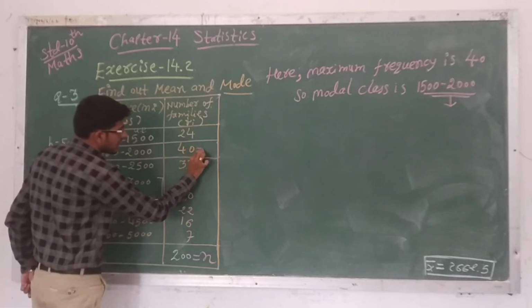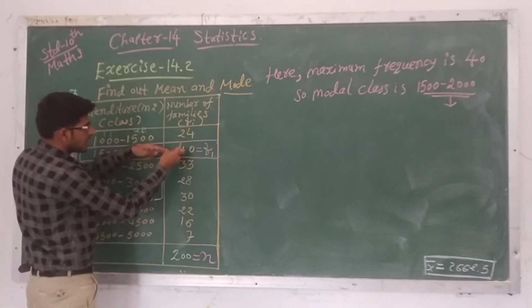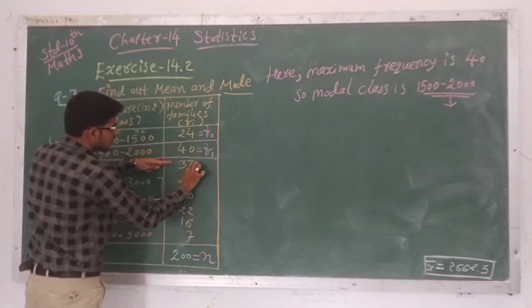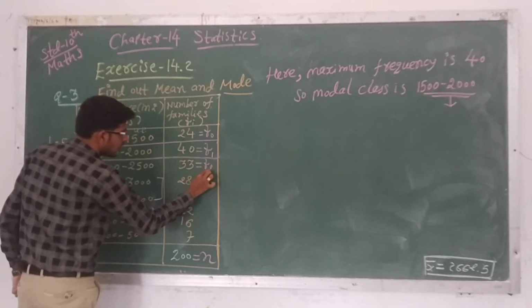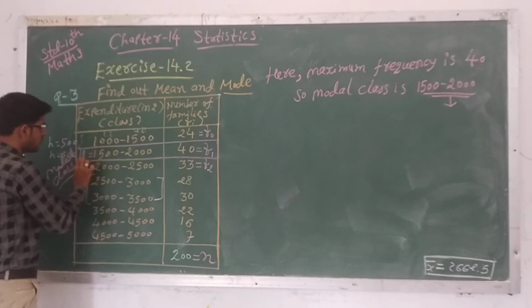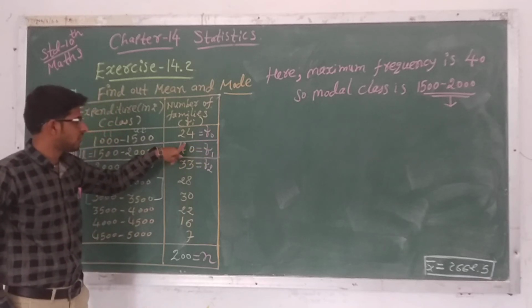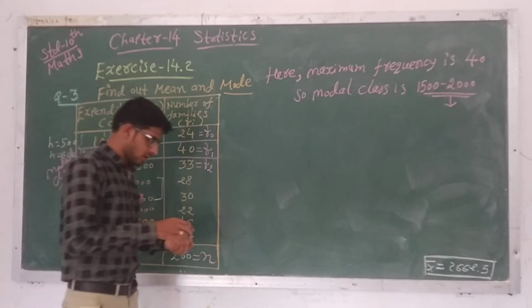The frequency of the modal class is called f1. The frequency of the class preceding the modal class is called f0, and the succeeding class of the modal class frequency is called f2, and the lower limit of the modal class is called L. So the value of L will be 1500, the value of f1 is 40, the value of f0 is 24, and the value of f2 will be 33.